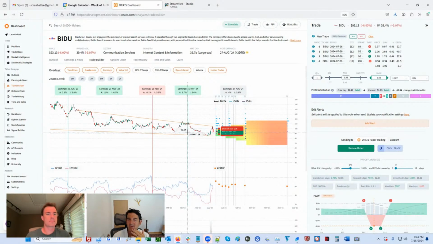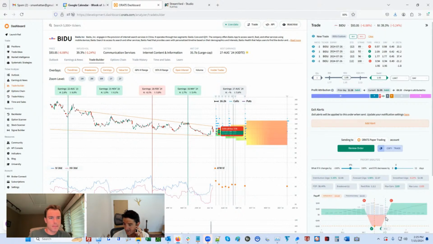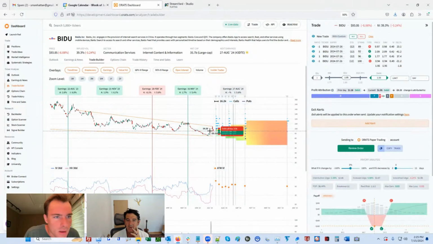I think that looks pretty good, Tyler. It just has to end up somewhere outside of that. Yeah, can you show the break evens on that and maybe zoom in? Yeah, so the break evens are 90.1 and 98.1. So, down here and kind of up here. Gotcha. Okay, cool.